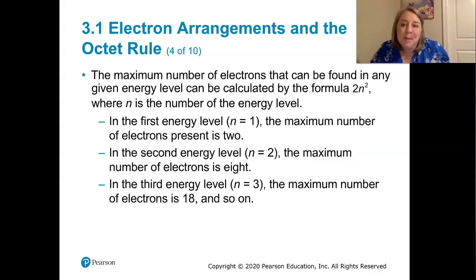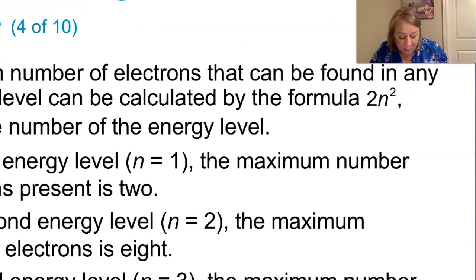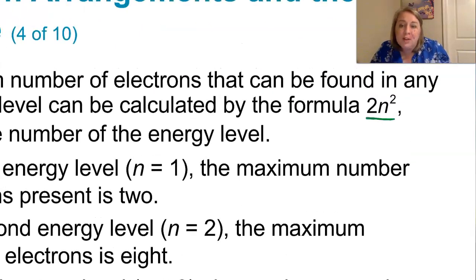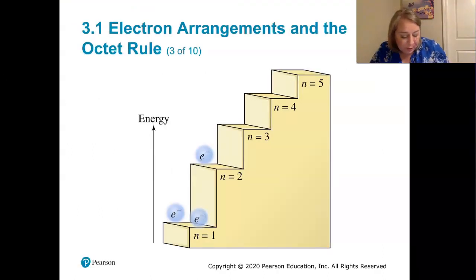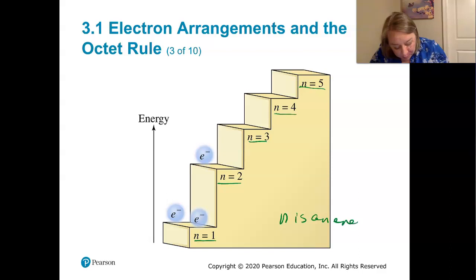So the maximum number of electrons that can be in any given energy level has a formula. It's a really easy formula. I like this one: 2n squared. What is n? Remember, we were just looking at this staircase. Do you see here our n numbers? These are our energy levels. So n tells us an energy level. N is an energy level. Okay?